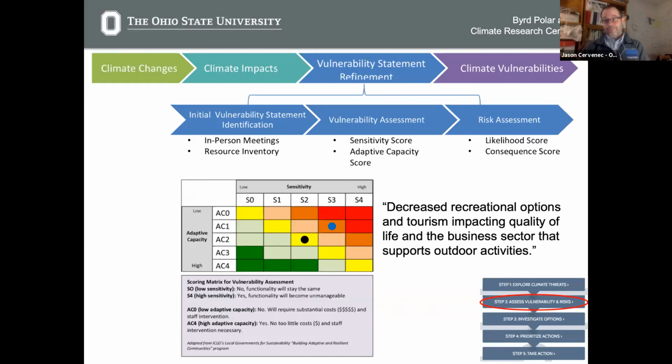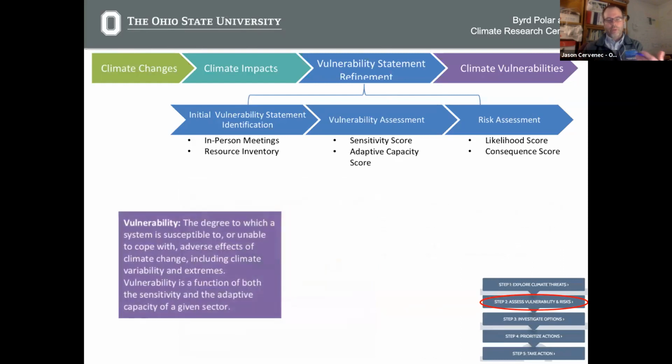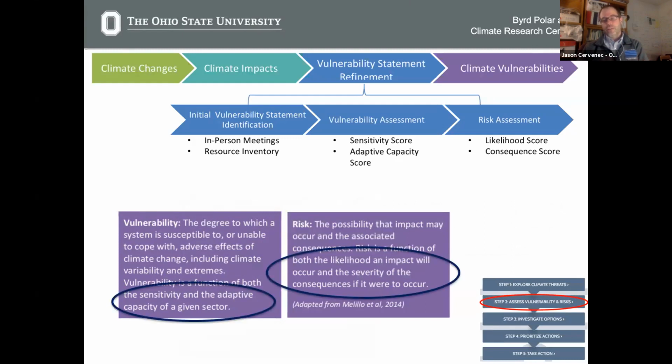So we had a list then, but the list had to go through one more refinement. And this is the risk assessment. Just because we're vulnerable to something doesn't necessarily mean it's a risk for us. So this is kind of vulnerability. I mentioned we were looking at the sensitivity and adaptive capacity. So what is risk? Risk is looked at by two different variables. It's looked at by the likelihood something will occur and the severity of that event if it occurs.